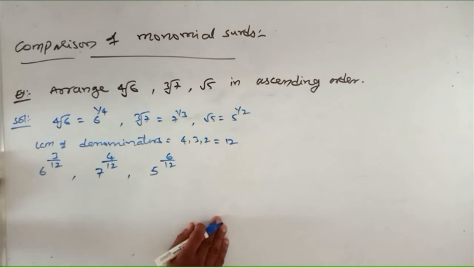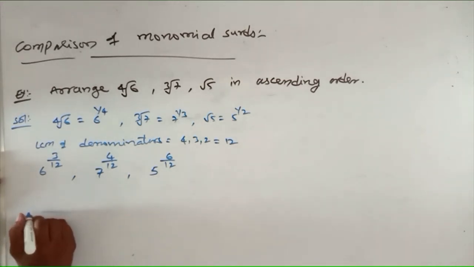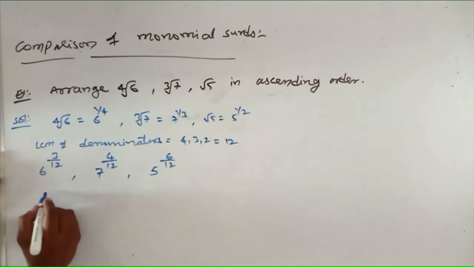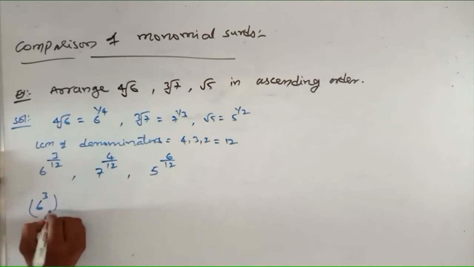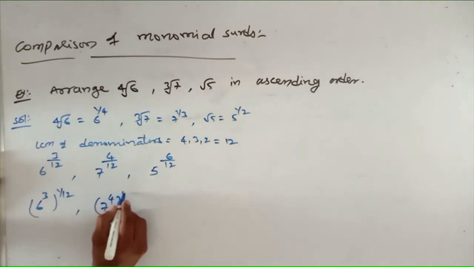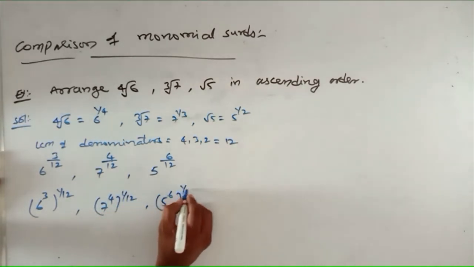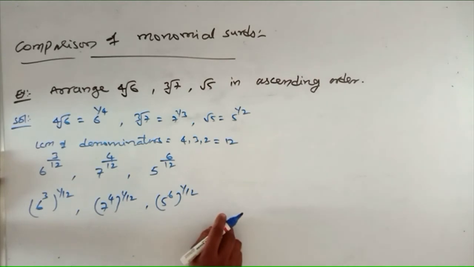Okay children. So here first I am taking 6 to the power of 3 by 12, which I am changing into 6 cube whole to the power of 1 by 12, and 7 to the power of 4 whole to the power of 1 by 12, and 5 to the power of 6 whole to the power of 1 by 12. Now all the powers are equal.